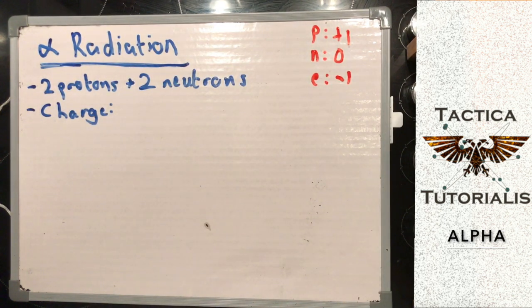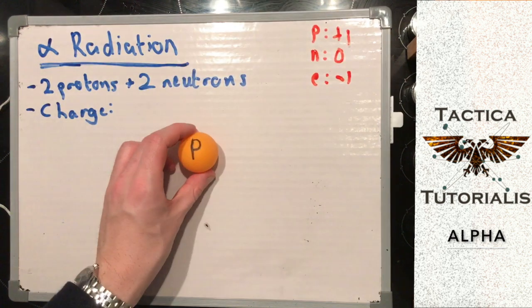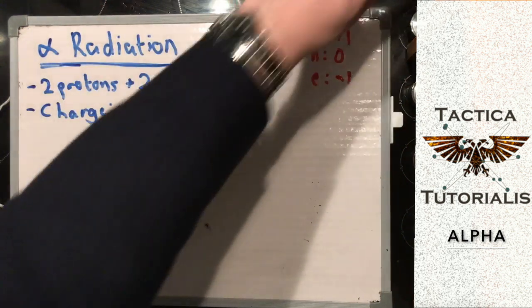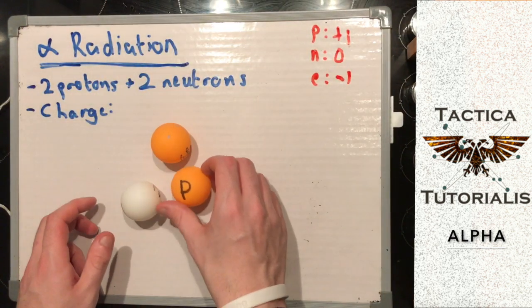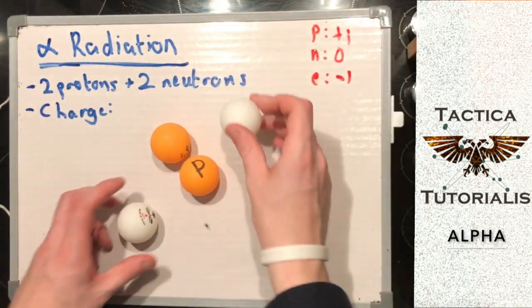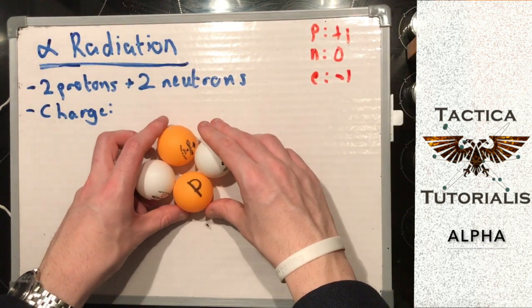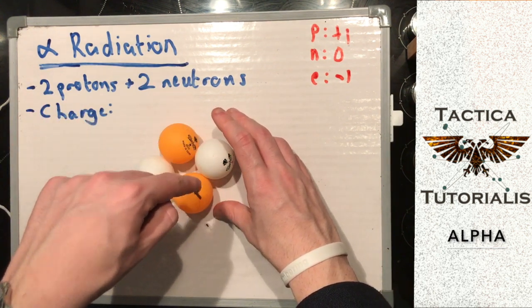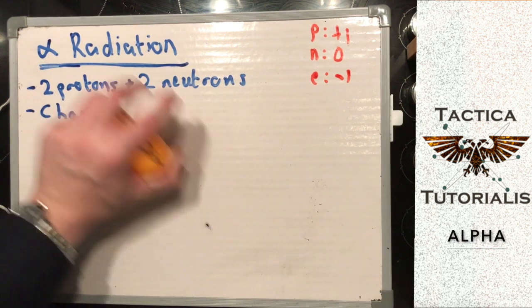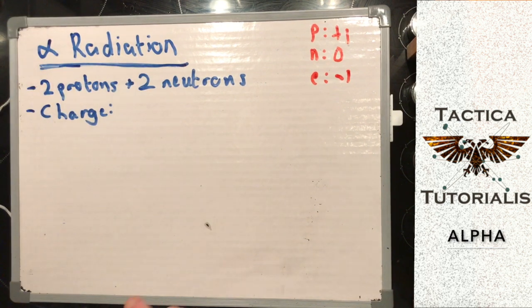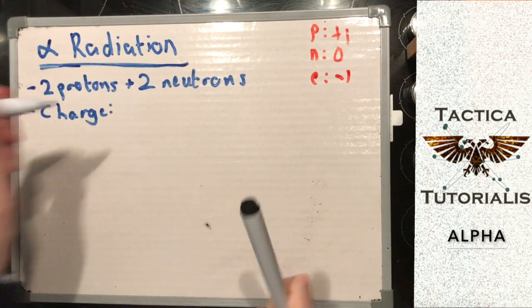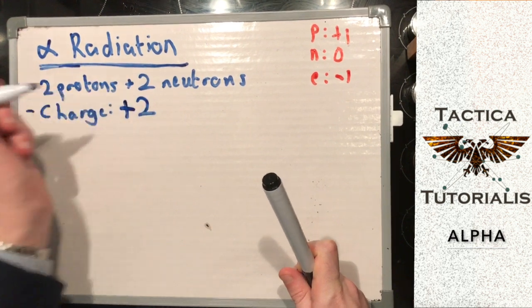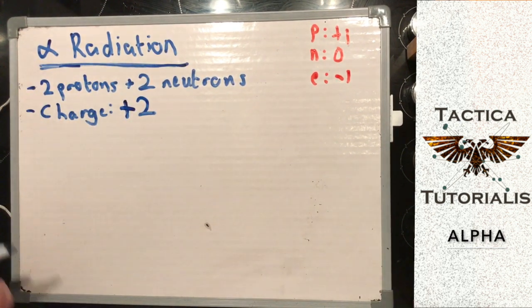Now let's put our alpha particle together. Proton, neutron, proton again, and neutron again. So we have 0 + 1, 0 + 1. Add that up together, we get a charge in total of +2. The charge of our alpha particle is +2.